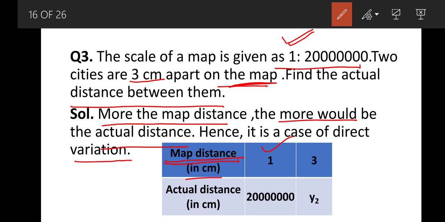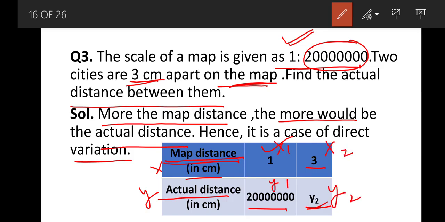What is the distance shown on the map? And 3 centimeters is the distance on the map between the two cities. Actual distance we need to find out, so I have taken y2, and this is the actual distance. That is 2 crores in centimeters. So the ratio 1 to 2 crores was given to us, so I have written like this. This is x, this is y, this is x1, this is y1, this is x2, and this is y2, as I have written already. So the ratio 1 to 2 crores, 2 cities are 3 centimeters apart. I have written that map distance 3, and this is y2.